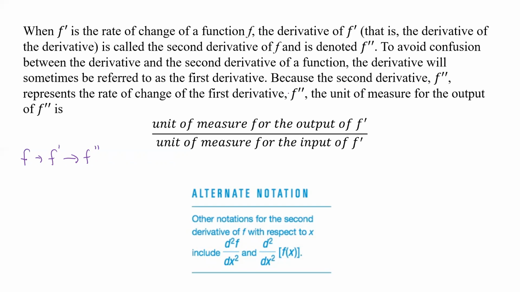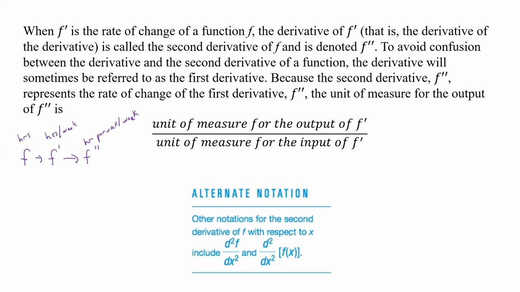Now, note that the second derivative represents the rate of change of the first derivative, and the unit of measure is going to be, like, if this was hours, and this was hours per week, then this is going to be hours per week per week. So it's going to be the unit of measure for the output of f prime, which is hours per week, divided by the unit of measure for the input. So, that's how it's going to look.